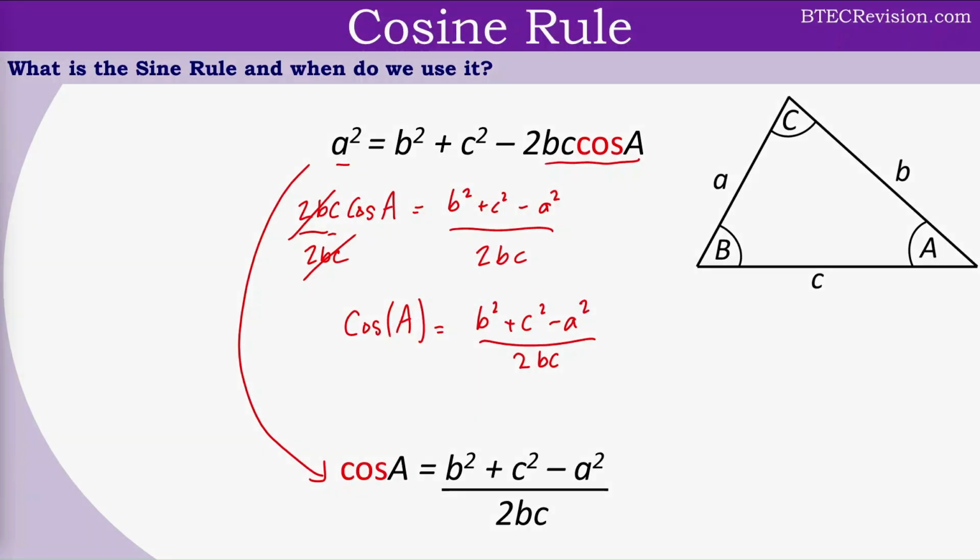This equation can be used to work out an angle. Let's take angle A. In order to work out angle A, we will need b, c, and a. So we will need all three sides to work out the angle. So let's try an example.